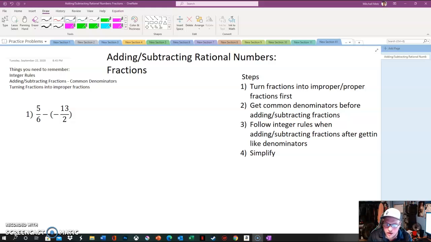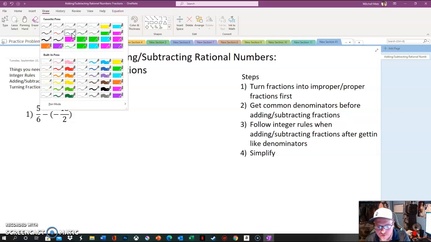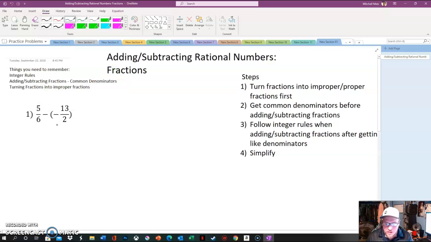Look at the bottom. The bottom number 6 and the bottom number 2, they're not the same. They have to be the same. The way we're going to do that is we're going to find the least common factor among 6 and 2. And so we're just going to do our times table. So I'm going to do here on the side. I'm going to do 2, because it's the lower one.